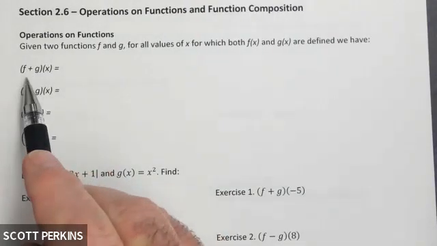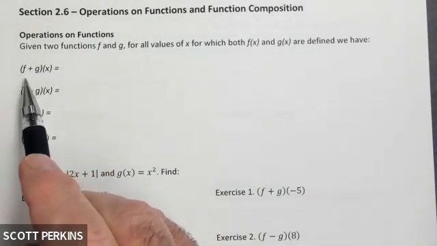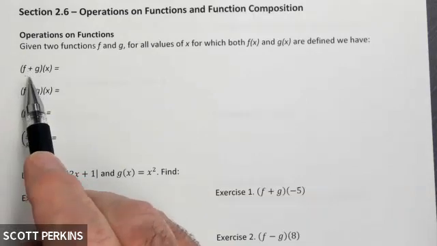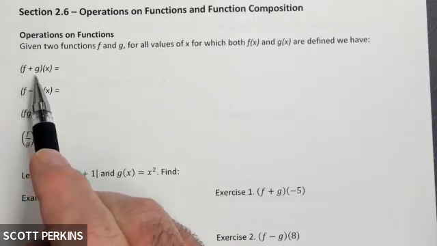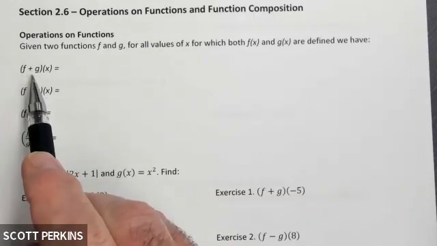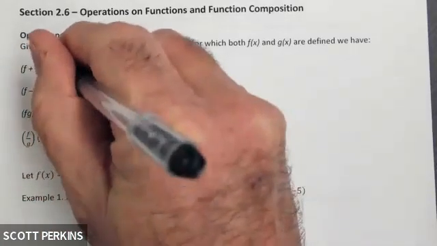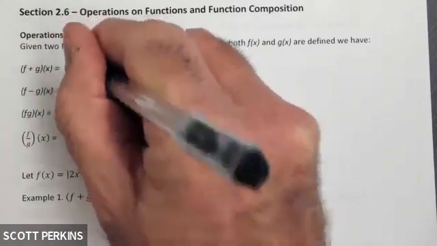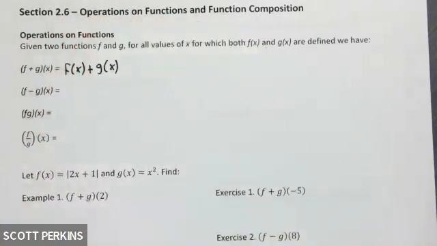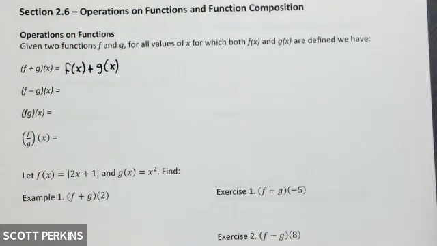So the first thing is, I've got my notation here. This first one is function addition. When you see this notation, you've got the f, you've got the g, they're being added inside the parenthesis. All this means is that you can simply take the 2 functions and add them independently. So f of x plus g of x.